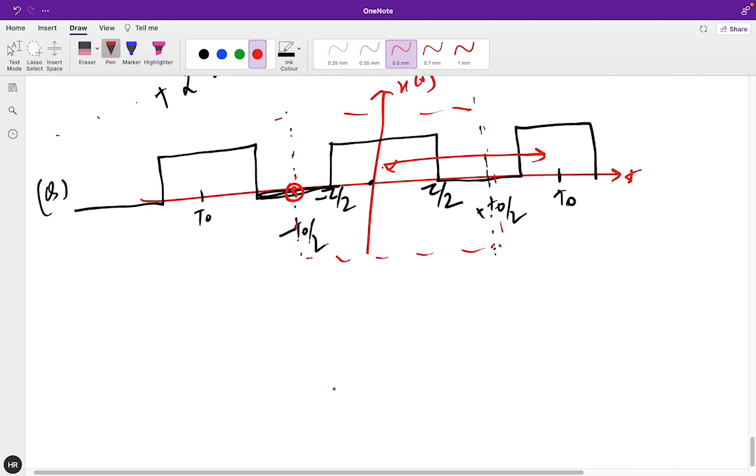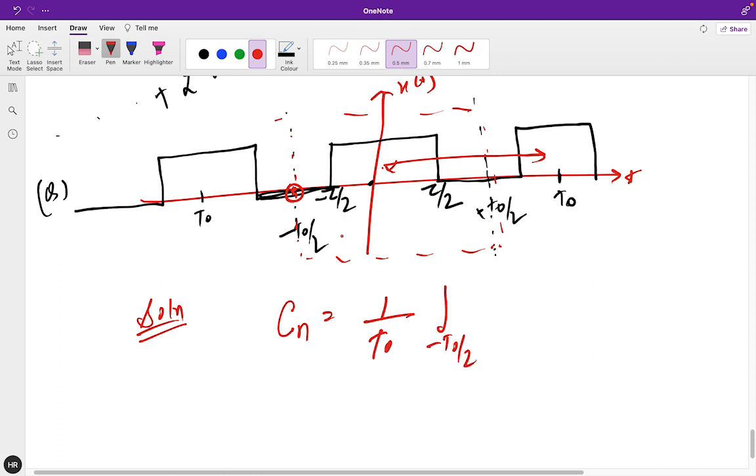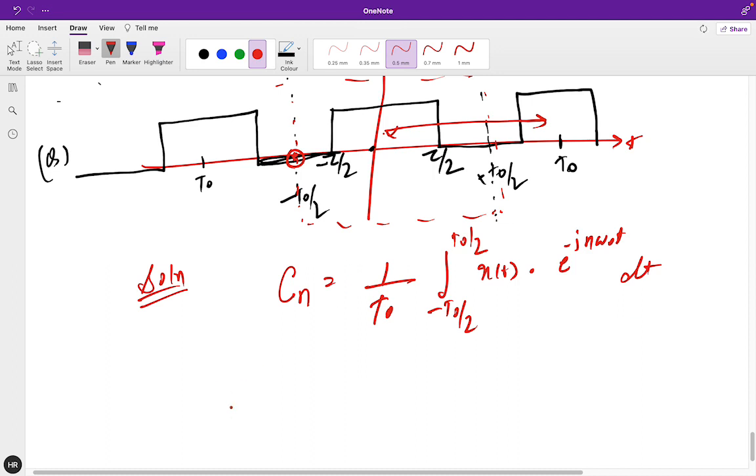Okay, now for the solution, if you want to find the solution for this signal, you need to find the value of Cn for the signal x of t. So what is the formula of Cn? Cn is nothing but 1 upon the time period, over the range of the time period, means minus t naught by 2 to t naught by 2, x of t into e power minus j n omega naught t into dt. Okay, so find the value of c0 first. C0 will be 1 upon t naught, integral from minus t naught by 2 to t naught by 2 of x of t into dt. Means you are integrating, that is area only.